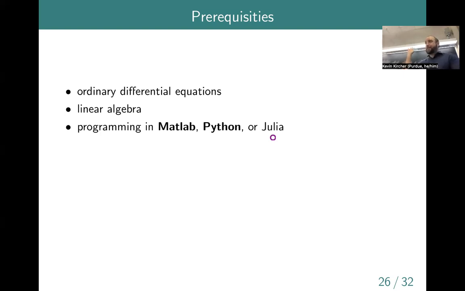Has anybody heard of the language Julia before? Yeah, so Julia is a newer language, roughly 10 years old, developed at MIT. And the vision is to have syntax that is as clean as MATLAB, but that executes basically as fast as C. So it's a scientific programming language, but it can have orders of magnitude faster runtime than something like MATLAB or Python.